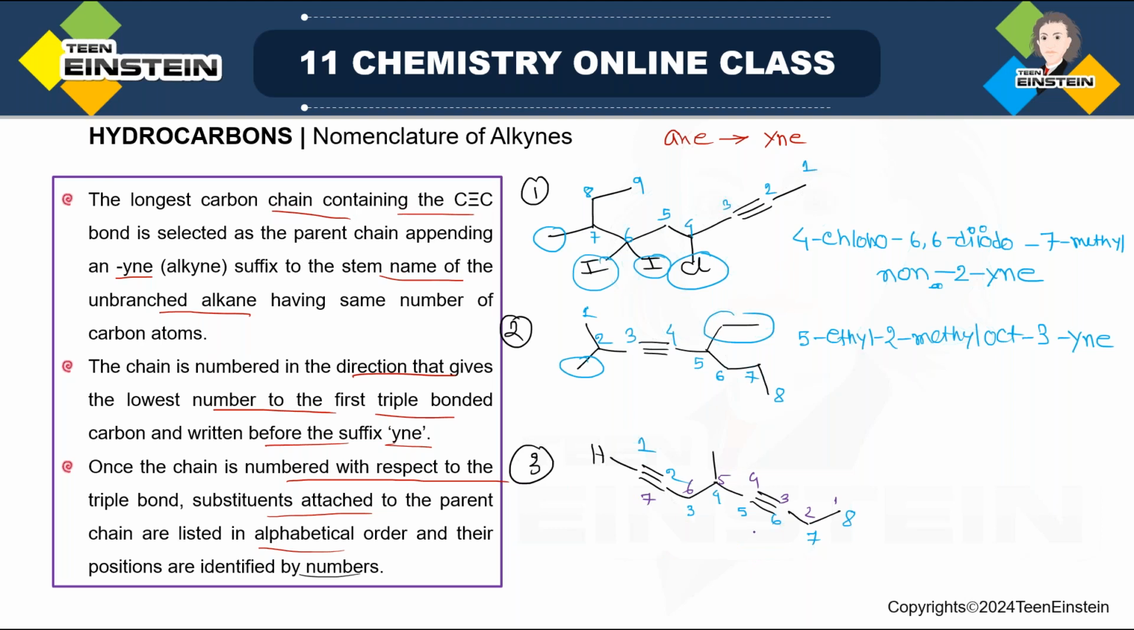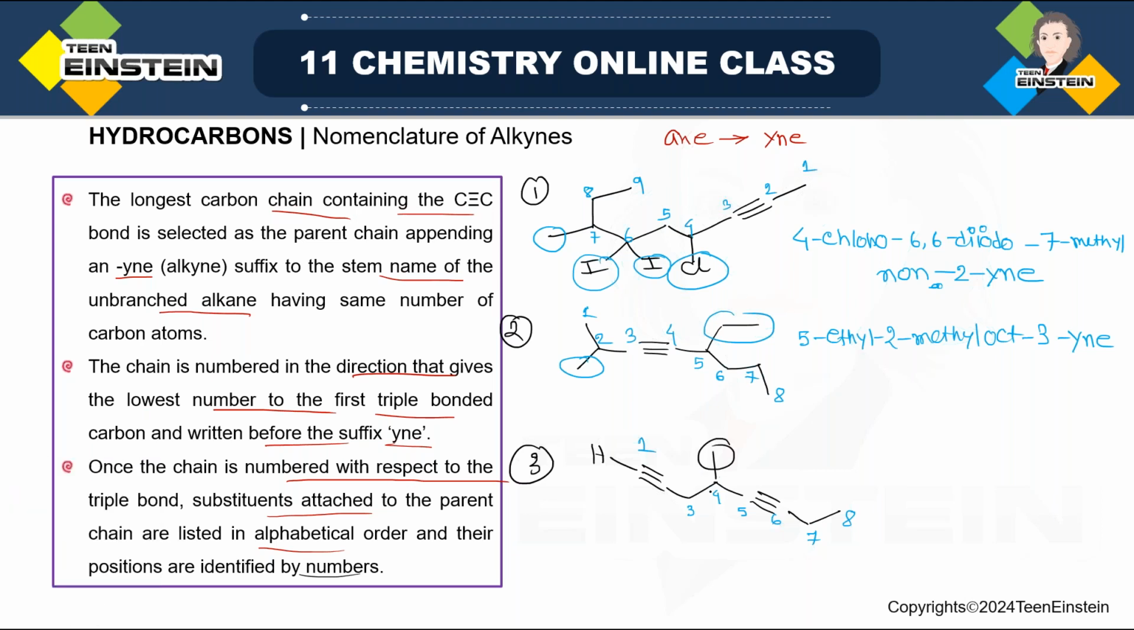But if I follow the blue one, it will be 1 and 5. So obviously 1 and 5 will win over the other. So that is the reason this purple marking is not correct. Let me erase it and we will write the name here.